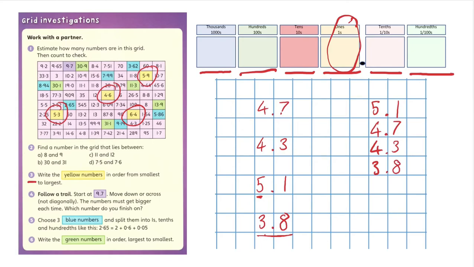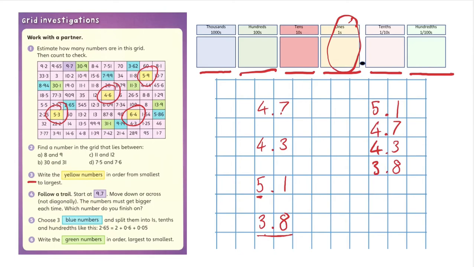Now, what you could do in your head is basically times them all by 10, as in ignore all the decimals, all of them, and put the decimals back in again. But that only works because all of these yellow numbers are one ones, something in the ones and something in the tenths, no tens and no hundredths.